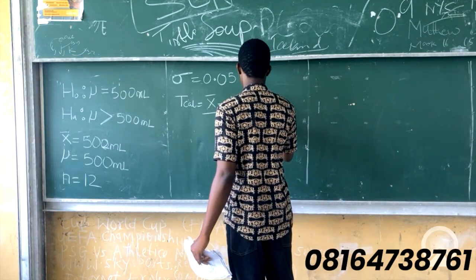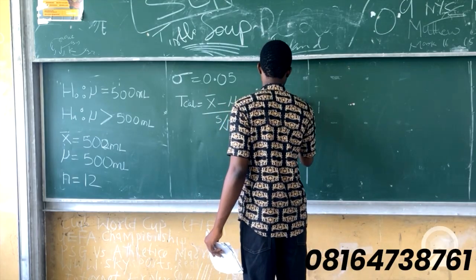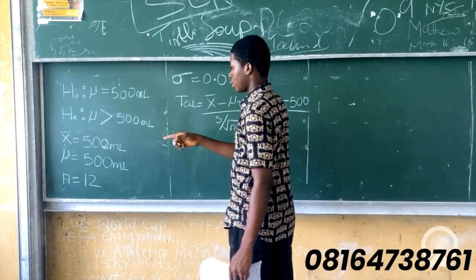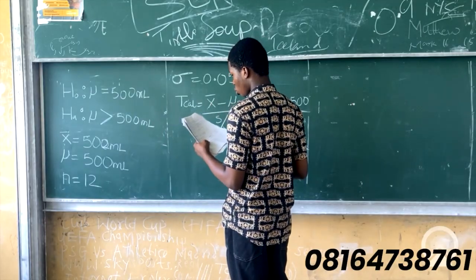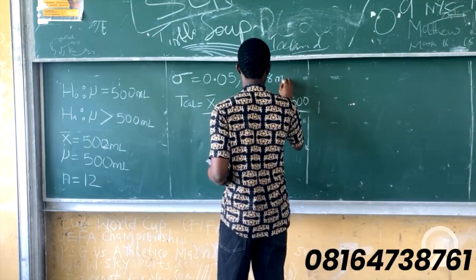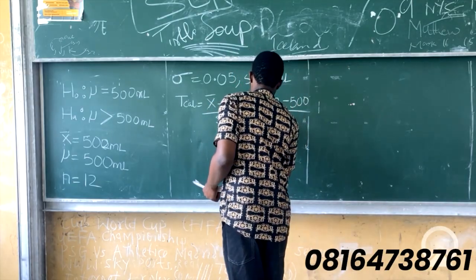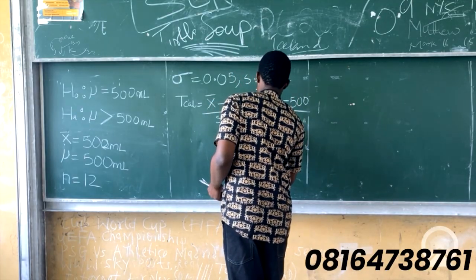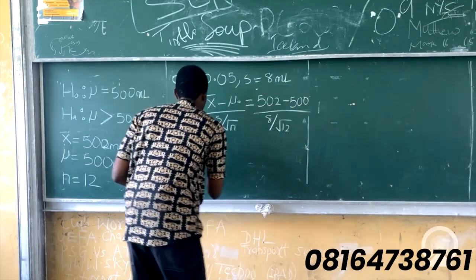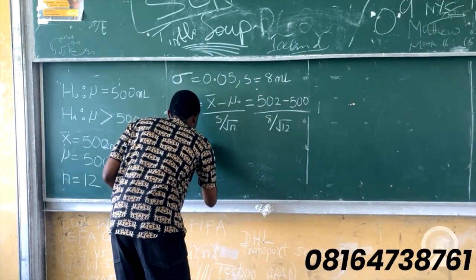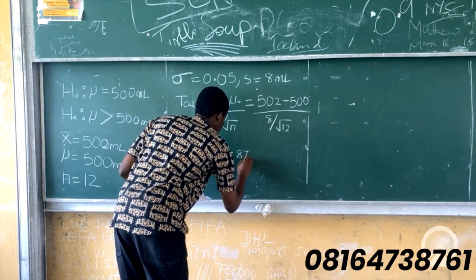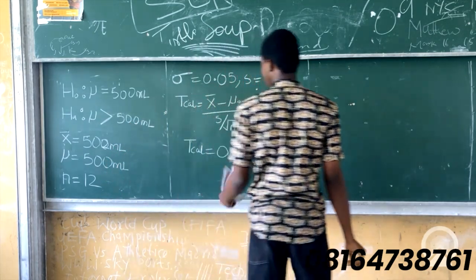So this is 502 minus 500 divided by S over root n. S is equal to 8 ml, so this is 8 over root 12. So now it gives us T calculated is equal to 0.87. We have gotten our T calculated value.